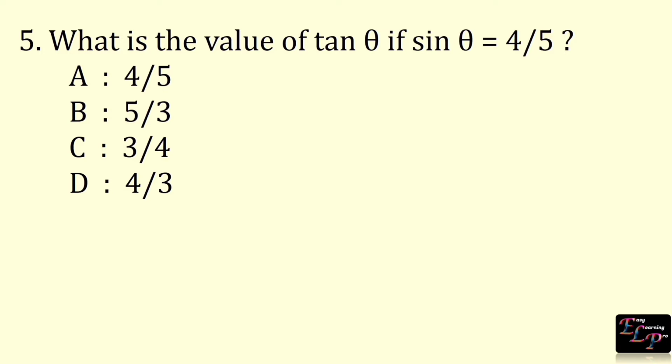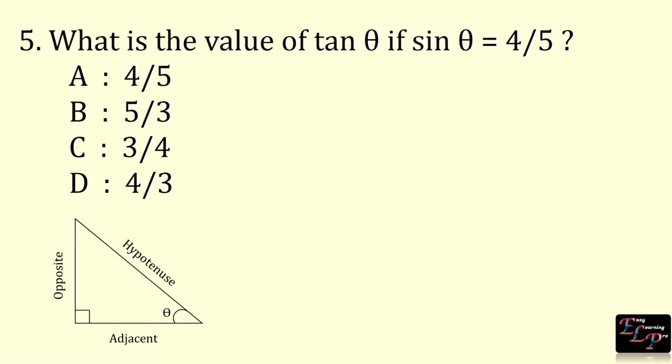What is the value of tan theta if sin theta is equal to 4 divided by 5? Consider a right angle triangle. Let us take the sides as A, B and C. Given that the value of sin theta is 4 divided by 5 and we know that sin theta is given by opposite by hypotenuse. So the value of opposite side is 4, value of hypotenuse side is 5. So the value of A is 4, value of C is 5.